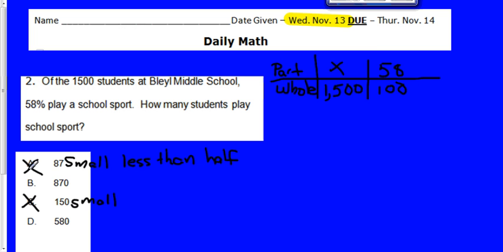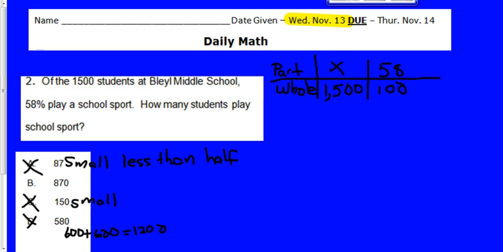So not only can I get rid of A and C because they're way too small, if I look at D, D is almost 600. So 600 plus 600 is still only 1,200. So that's really way too small also. So that means I can also get rid of D because that's way too small. So the only option I have left is B. But let's set it up and see why it has to be B. Okay.